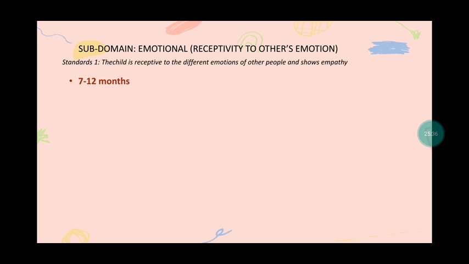Subdomain, emotional, receptivity to others' emotion. Standards 1. The child is receptive to the different emotions of other people and shows empathy. 7 to 12 months. Can mimic people's facial expressions. Ilang makasuon na sila sa mga facial expressions sa tawo nga nasa ilang palibot. For example, siga-siga sa mata, magyambi-yambi sa baba, magdiwal-diwal sa dila.